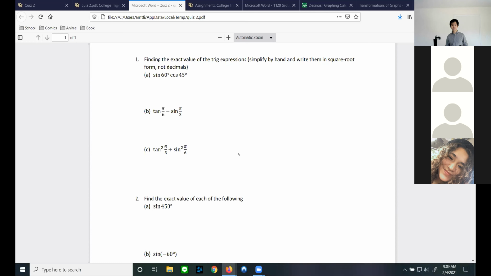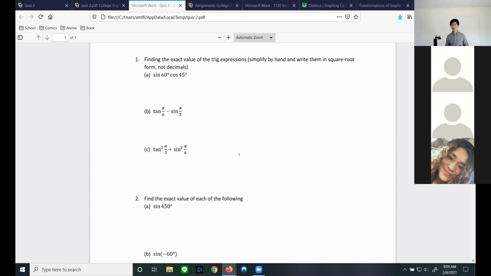When asked to find the exact value of each of the following, what would the exact value look like? Would it be a whole number? For the first question, you see 450 degrees. Subtract 360, the period. What do you get? 90. So what is sine 90? Don't say the answer, you know it already.